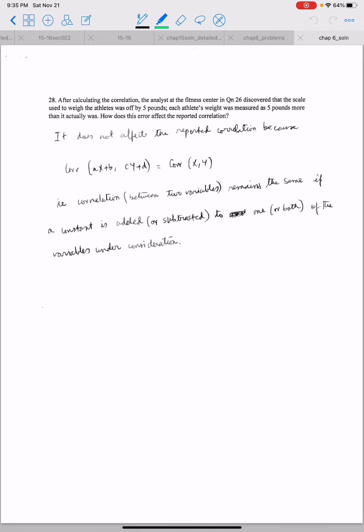After calculating the correlation, the analyst at the fitness center discovered that the scale used to weigh the athletes was off by 5 pounds. Each athlete's weight was measured as 5 pounds more than it actually was. How does that error affect the reported correlation? It doesn't do anything. It does not affect it, because if we add a constant to the variable or subtract a constant from the variable, the correlation still remains the same. And that follows from the fact that the correlation is scale free.